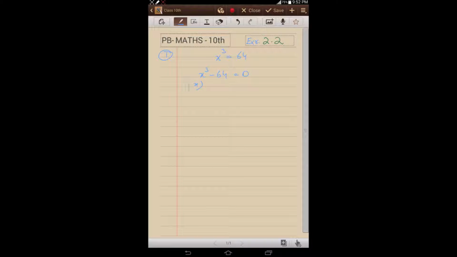So we can write it as x cube minus 4 raised to power 3 is equal to 0, or we can write here (x minus 4) into (x square plus 4x plus 16) is equal to 0. This means either x minus 4 is equal to 0 or x square plus 4x plus 16 is equal to 0.